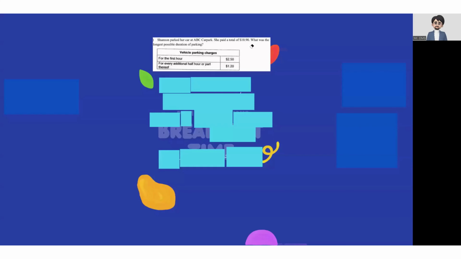Shannon parked her car at ABC Car Park. She paid a total of $10.90. What was the longest possible duration of parking? Remember, our objective is to find the longest possible duration of parking.